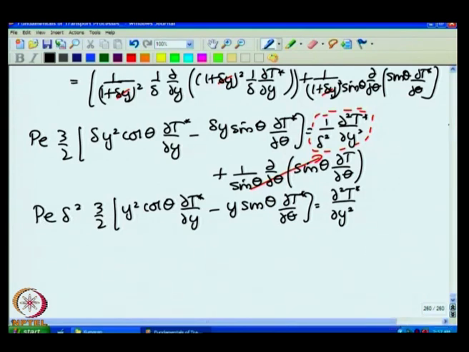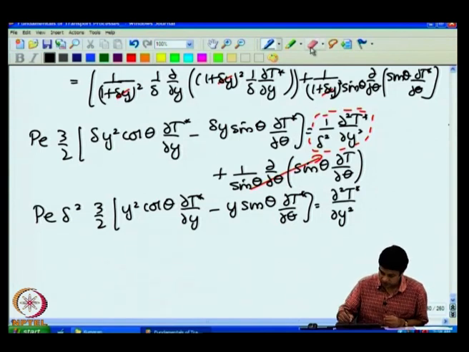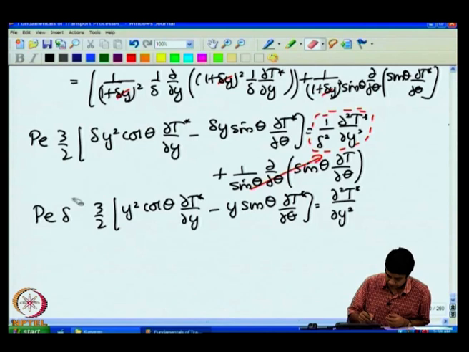What is different here from the flow past a flat plate is that we have convection both in the r and theta directions, and both of these are of equal magnitude.